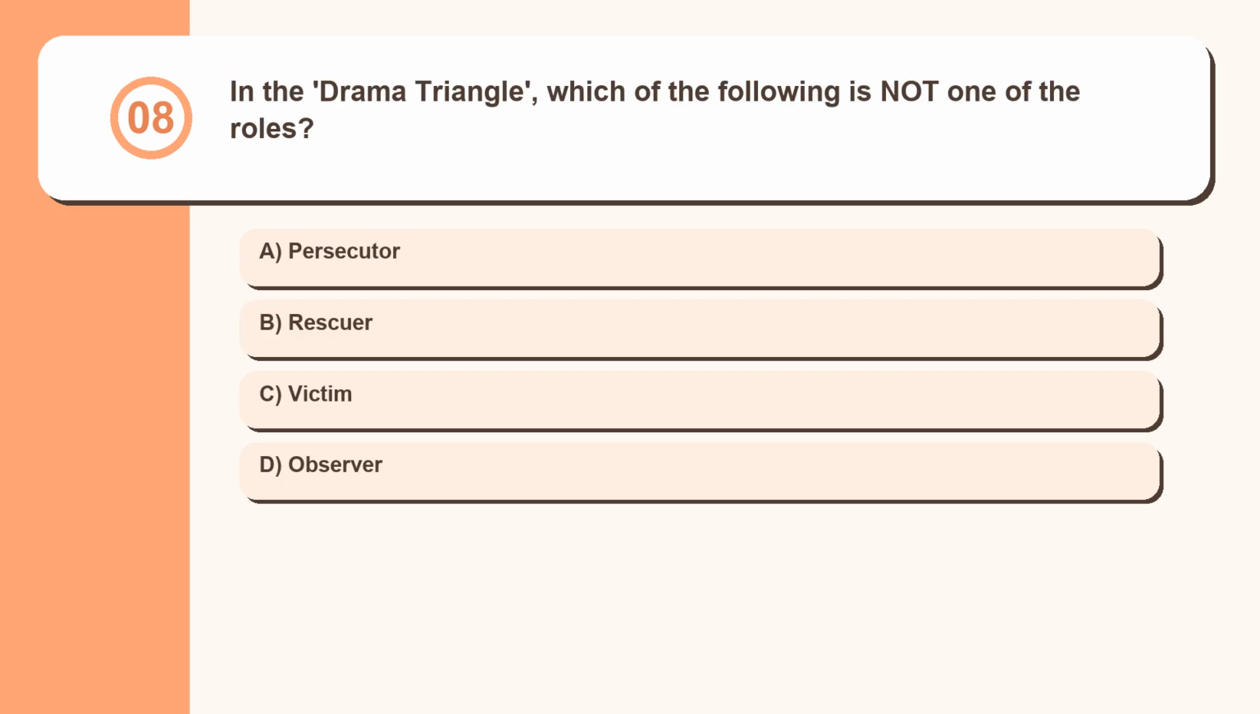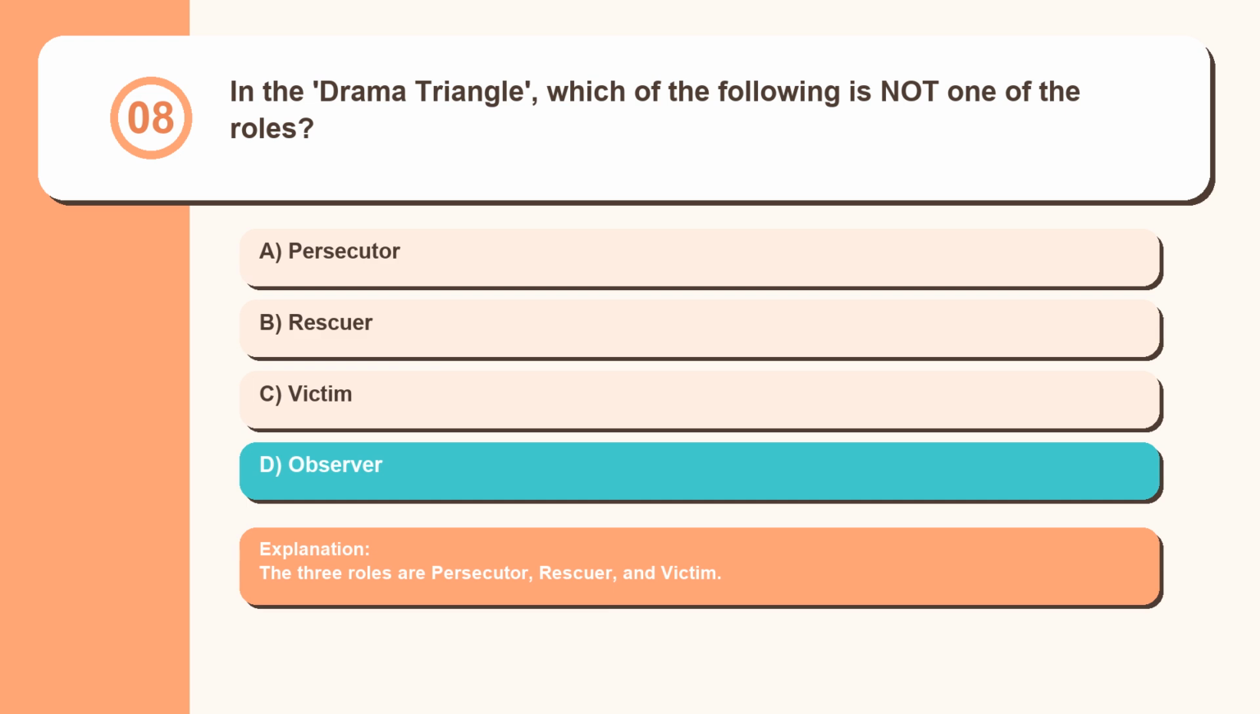Question 8. In the drama triangle, which of the following is not one of the roles? Persecutor, rescuer, victim, observer. The three roles are persecutor, rescuer, and victim.